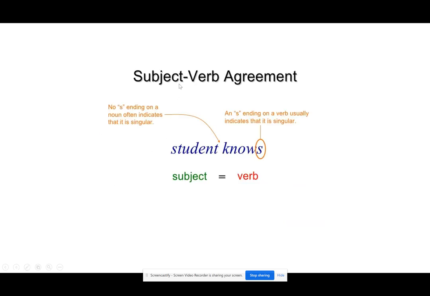Okay, so let's look a little bit closer at this subject-verb agreement. Notice if there's no S ending on the noun, that indicates that it's singular. And this is a little bit tricky, but an S on a verb indicates that the verb is singular. So if there's no S on the subject, you will want the S on the verb.